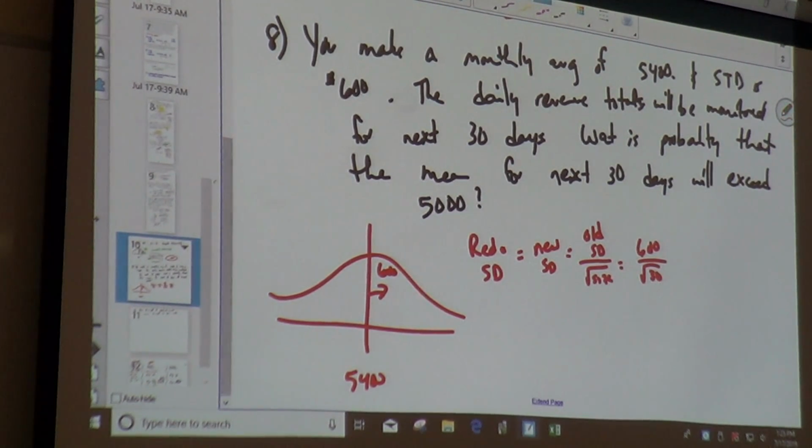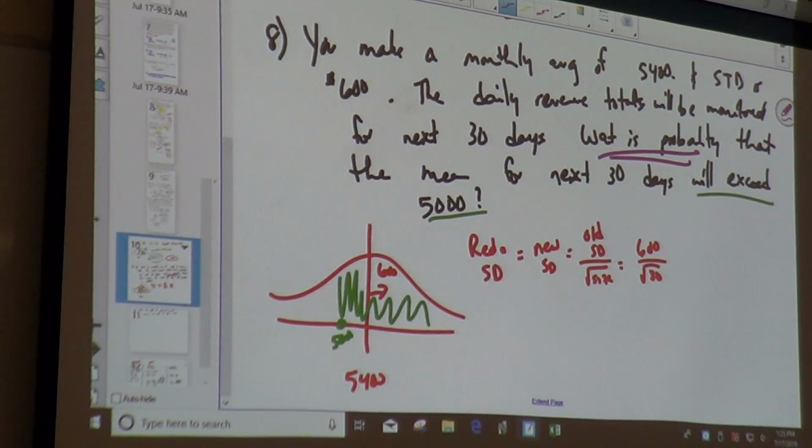We will exceed 5,000, so we are going to start at 5,000. If you are going to exceed $5,000, does that mean that you're going 5,000 or more or 5,000 or less? 5,000 or more. It says that we are finding the probability. Finding the probability means that we're going to find the shade. That means we're going to do normal CDF.